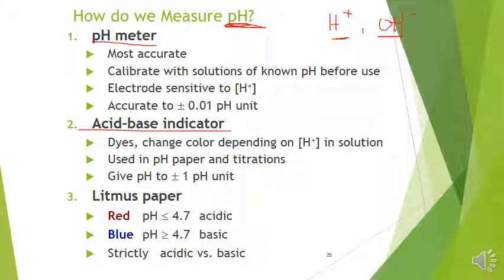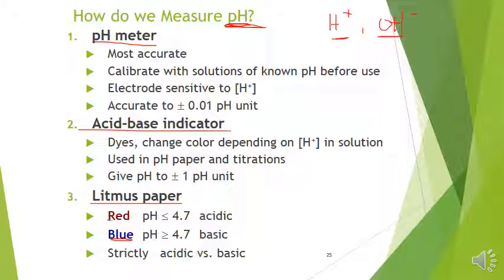And then another way to do it is something called litmus paper. You have red litmus paper. If it turns blue, it's basic. If it turns red, and we have a blue paper, and it turns red, it's acidic.